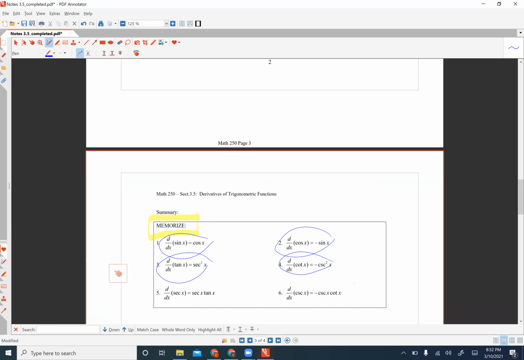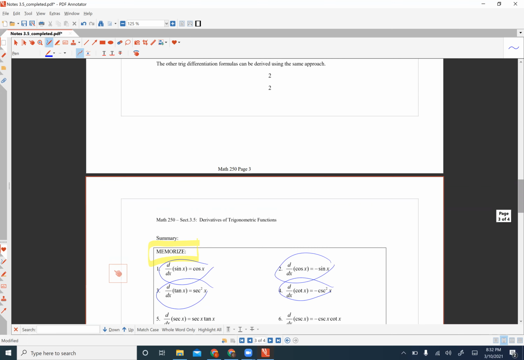Notice the one thing, students: all the co-functions, like cosine, cotangent, and cosecant, have the minus sign. So maybe that's another way of remembering it. There are these 6 trig functions, and 3 of them have a minus sign in front. It's all the co-functions that have the minus sign.